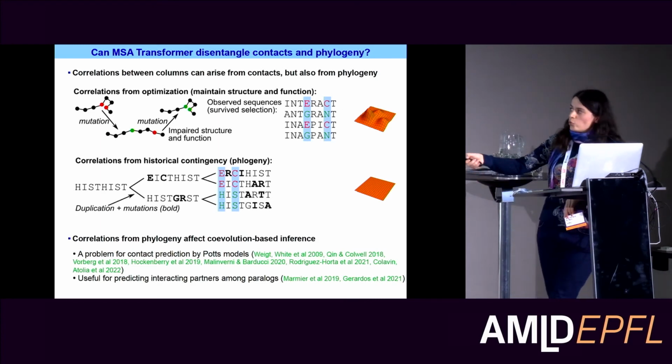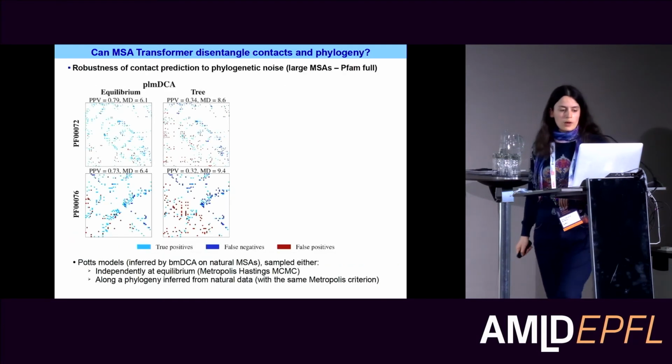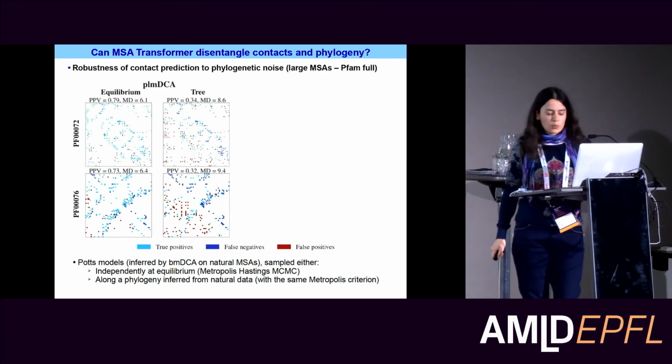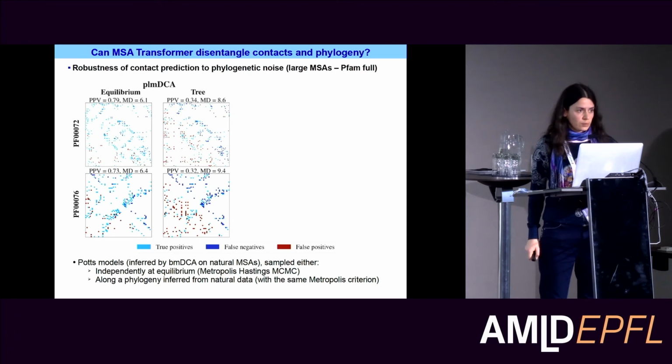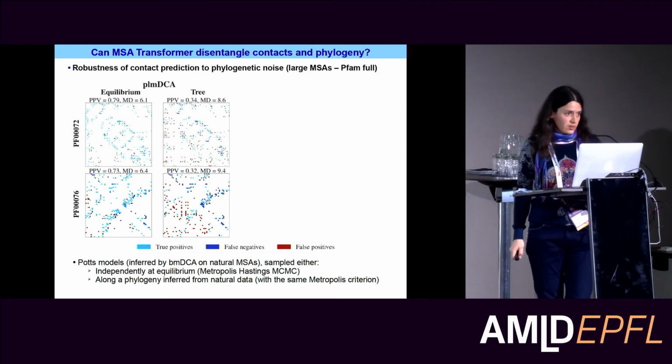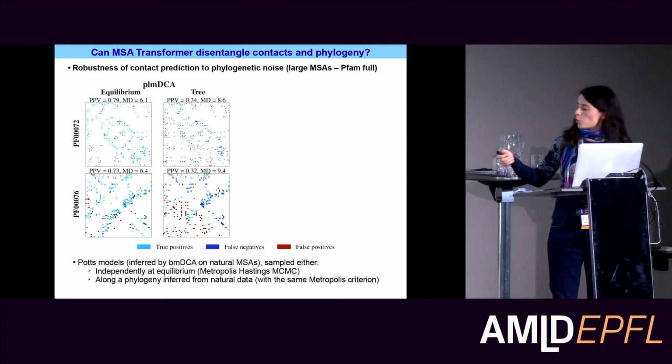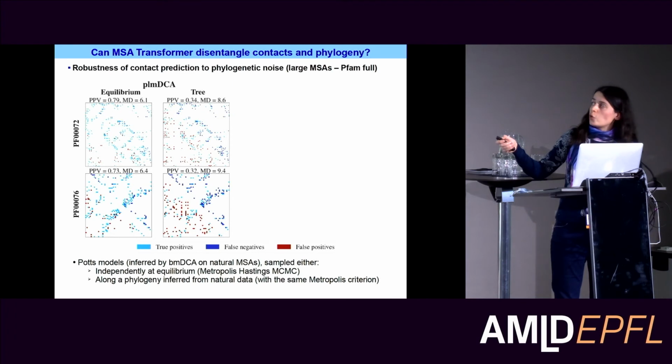In fact, in the case of Potts model, it has been discussed quite a lot, and it's known to be a problem for contact prediction. Many corrections have been introduced. And here we ask whether contact prediction by MSA Transformer is more or less robust than contact prediction by Potts model. Because it's very hard to disentangle correlations from contacts and correlations from phylogeny in natural data, we decided to generate controlled synthetic data, which has only correlations from couplings, and also synthetic data, which has correlations from couplings, but also phylogenetic ones, because we generate it on a tree.